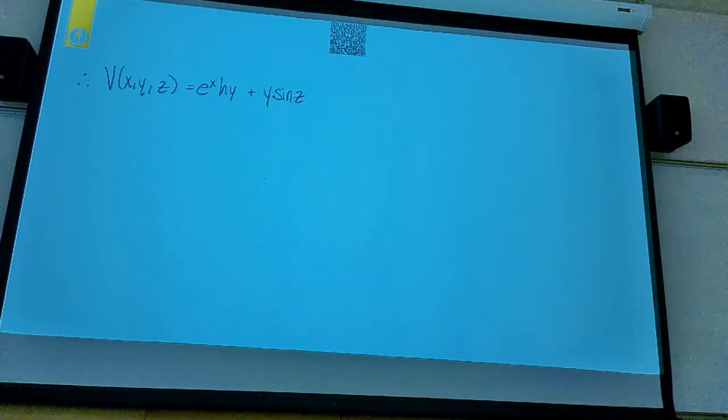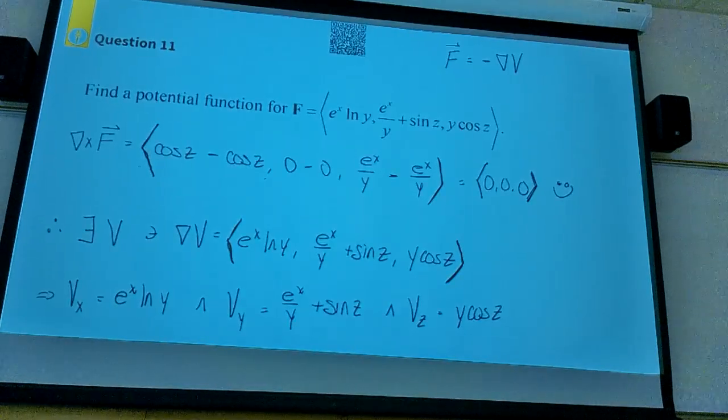The order in which you do this doesn't matter. Right? I started with v sub x, but you could have started with v sub z and then followed a similar procedure. Or you could have started with v sub y and followed a similar procedure. Generally, pick the easiest one to start with and then go from there.